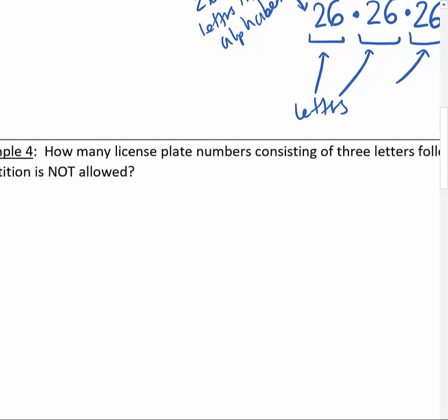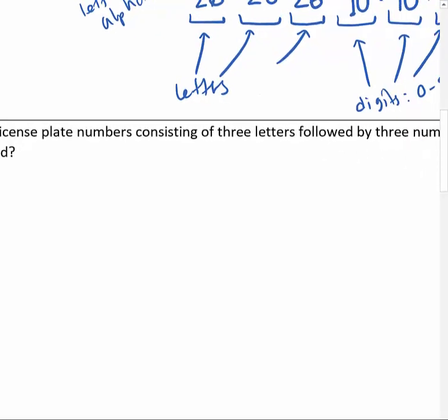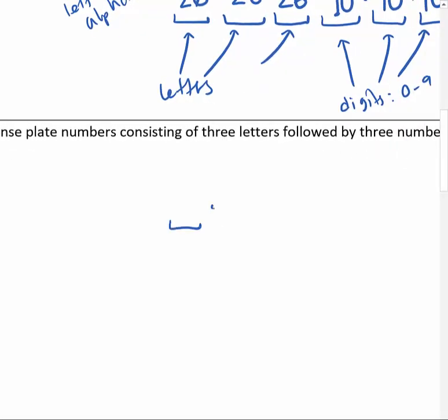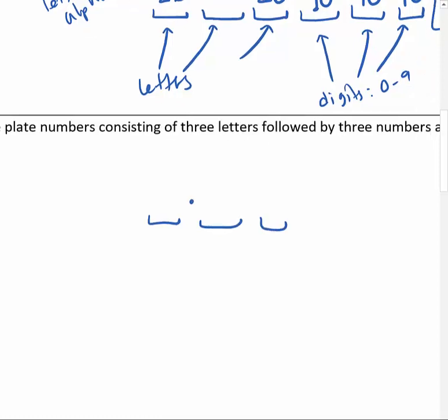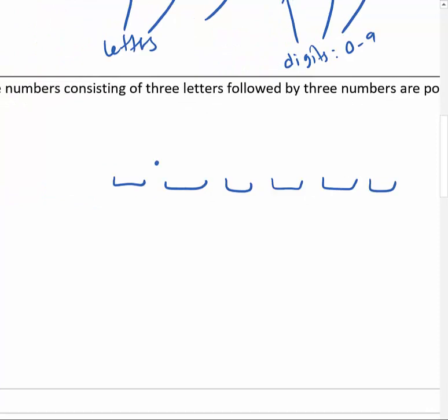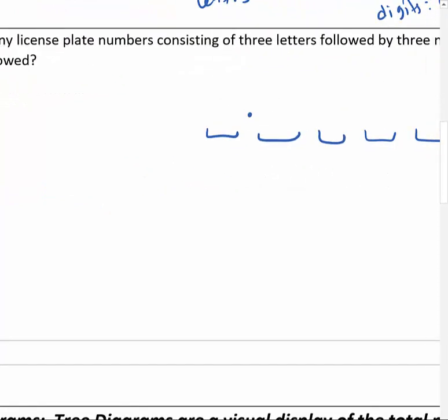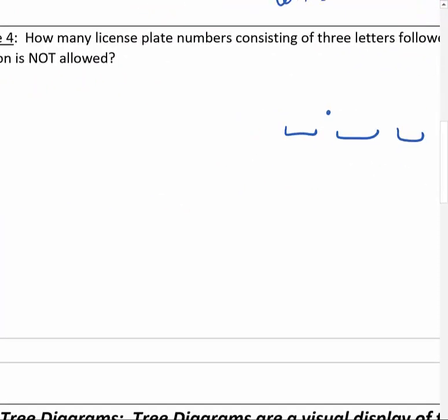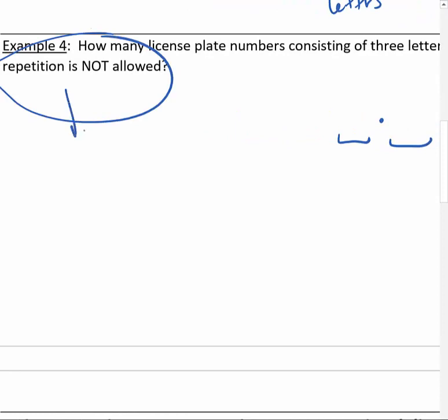Now let's make it more interesting. How many license plate numbers consisting of 3 letters, same thing, 3 letters and then 3 numbers or digits, are possible when repetition is not allowed? Okay, so repetition not allowed, that means there are 26 options for the first letter.